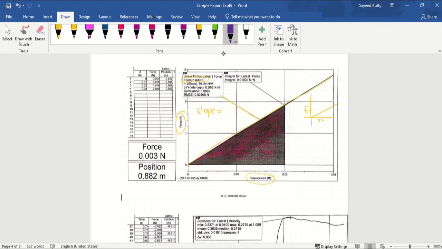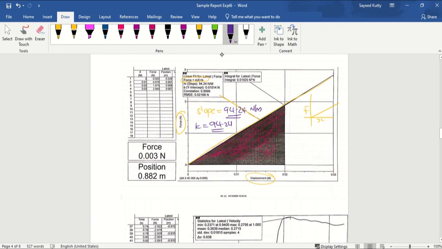What is k? It is 94.24 Newton per meter. So you understand that this is the spring constant k. The spring constant of the spring that we used in the lab is 94.24. So that's the first goal of ours.